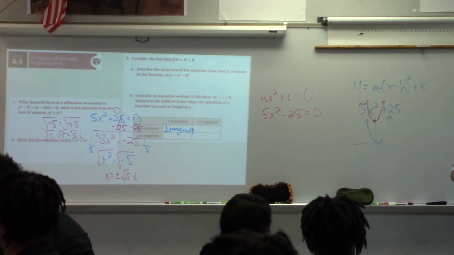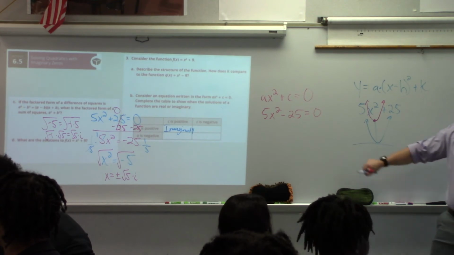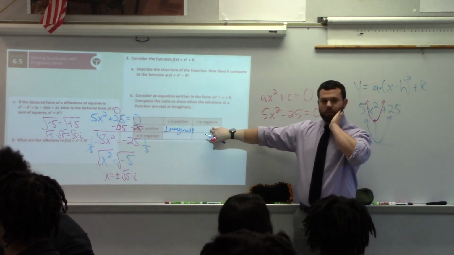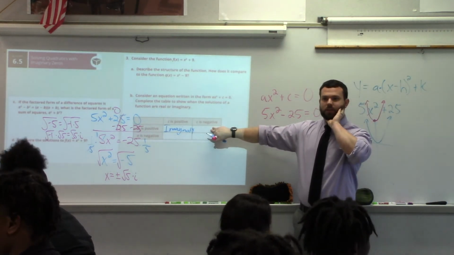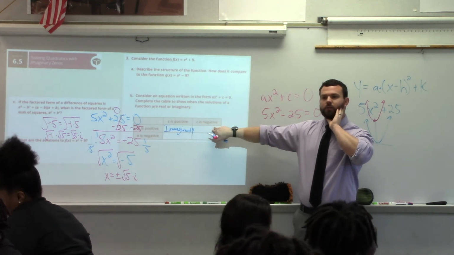Okay, so which group did I have working on this one up here? Which group was this? Group 6? What did y'all decide on the types of roots?